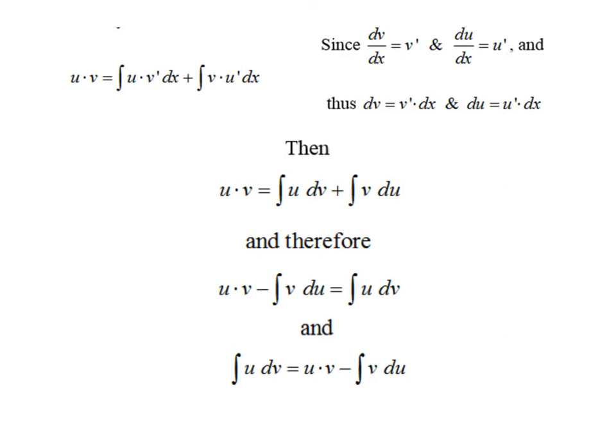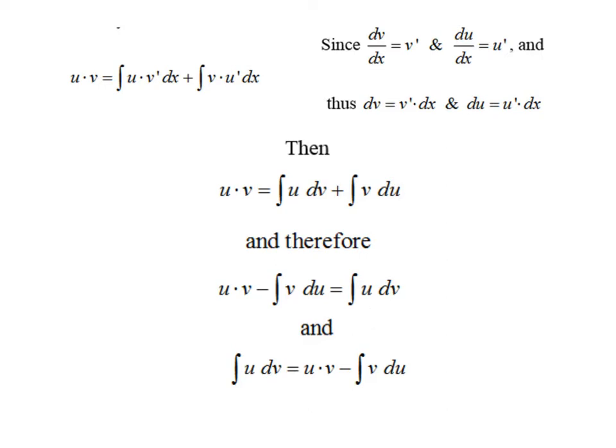So these were the last lines that we had written on the previous slide. And all we're going to do here is replace our v prime dx with dv, and we'll replace the u prime dx with du. So what we end up with is that u times v is equal to the integral of u dv plus the integral of v du. And therefore, we would have that u times v minus the integral of v du. So just bring this integral over to the other side, that would equal the integral of u dv.